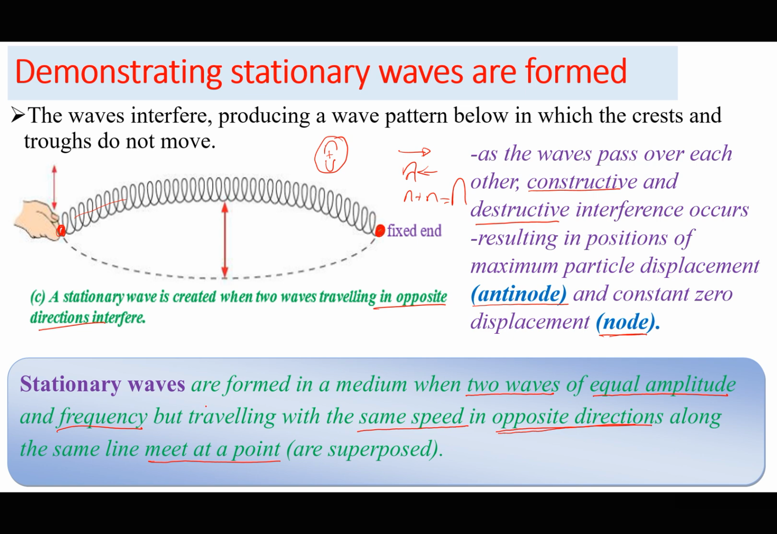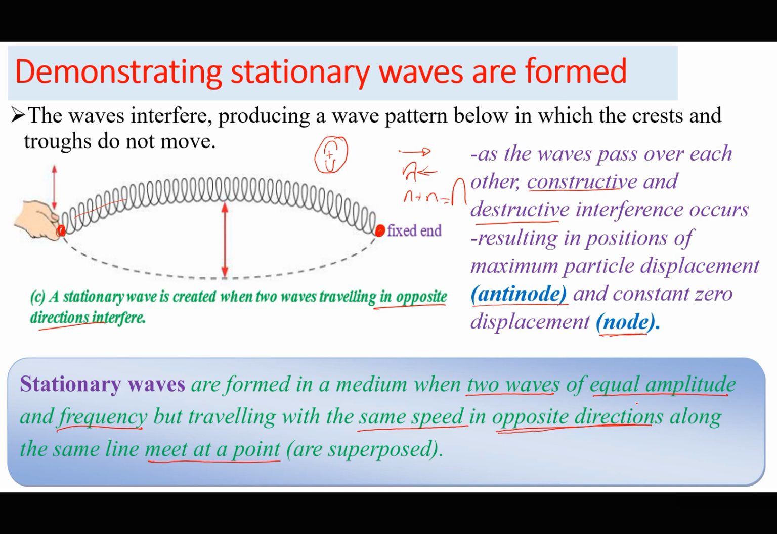So stationary waves are formed in a medium when two waves of equal amplitude and frequency, traveling with the same speed in opposite directions along the same line, meet at a point, or they superpose at a point. This forms what we call a stationary wave, and that is how stationary waves are formed.